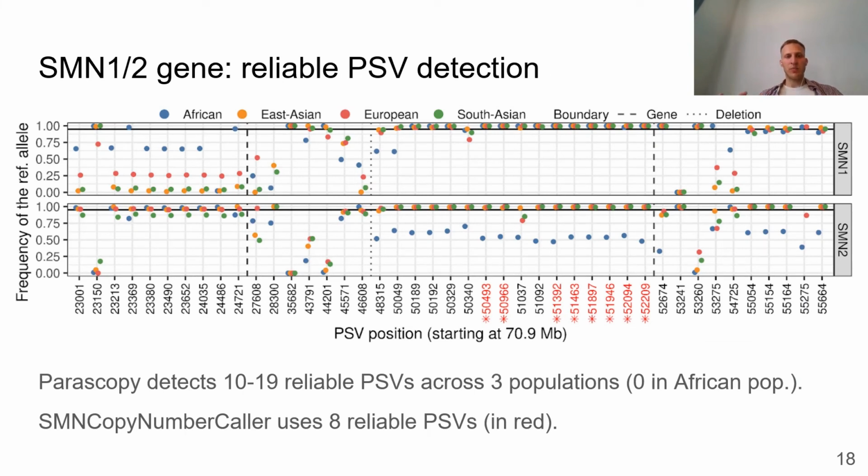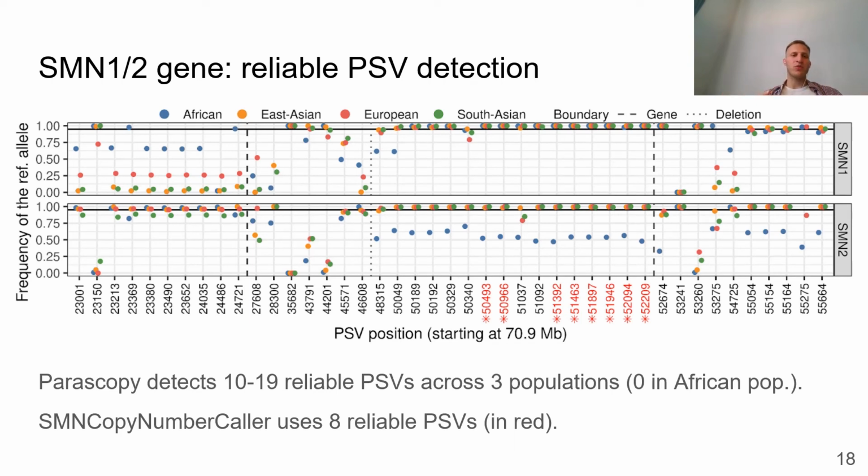Next, we looked at reliable PSVs. So on this plot, you can see a PSV is reliable if points on both subplots are high. And Parascopy detects 10 to 19 PSVs as reliable across 3 populations and 0 in the African population. And in red, there are 8 PSVs that were reliable in the SMN copy number caller. So this is a method designed specifically for SMN1/2. And we detect all of these PSVs as reliable, but we also detect some additional PSVs based on the population.